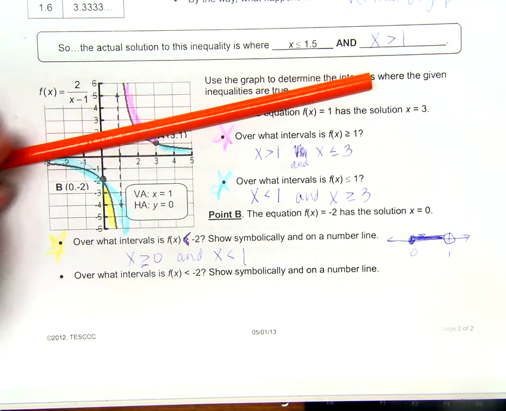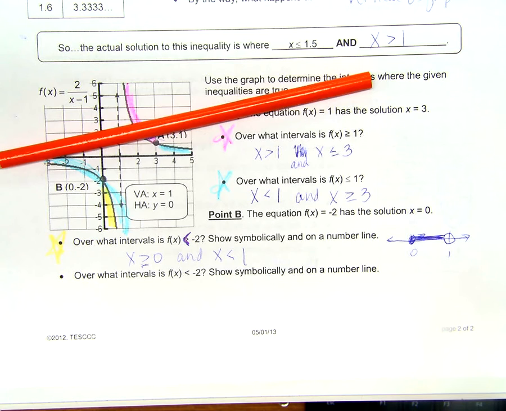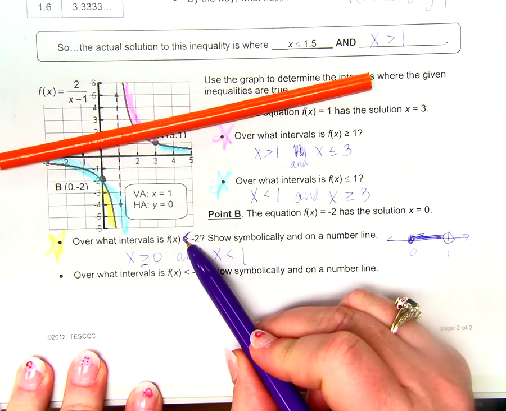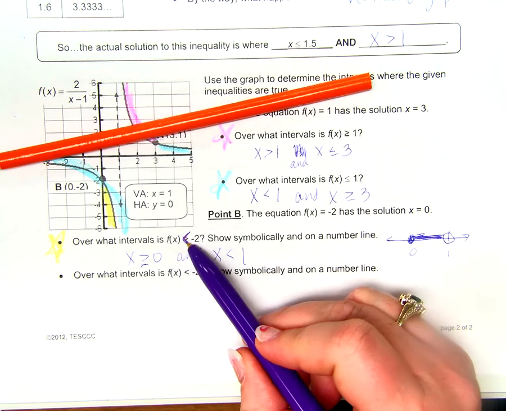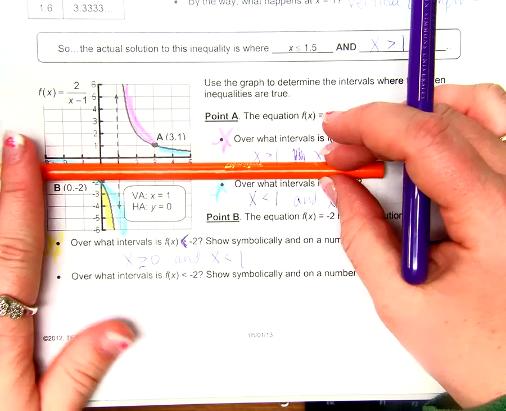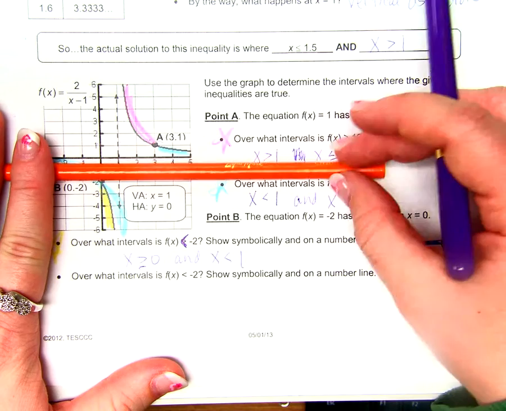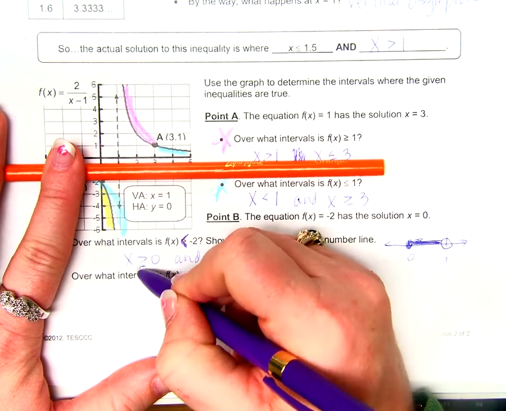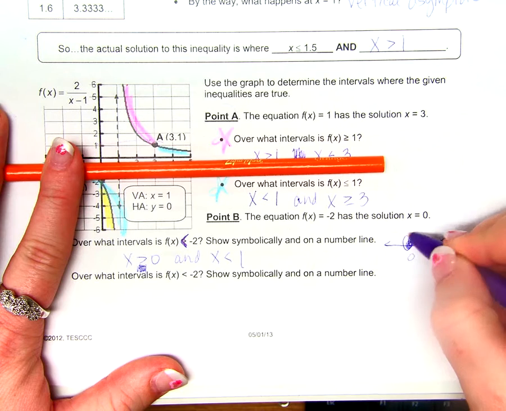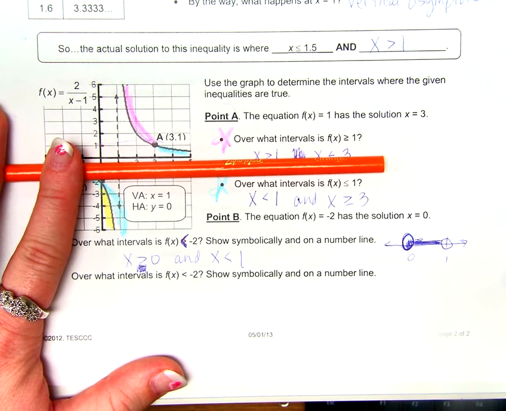But it's, oh, this is a different question than last time. How is it different than last time? How is it different than point A? What is it asking? When is it less than -2? Can 0 count? If we're talking about less than -2? So it's just greater than 0. So this should be open, right?